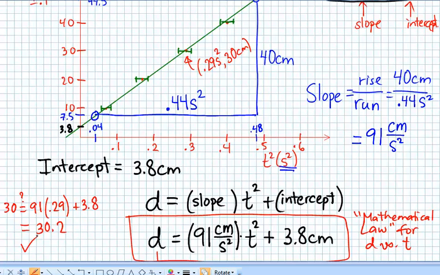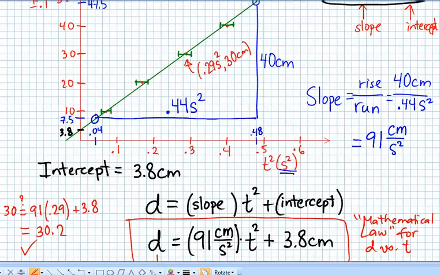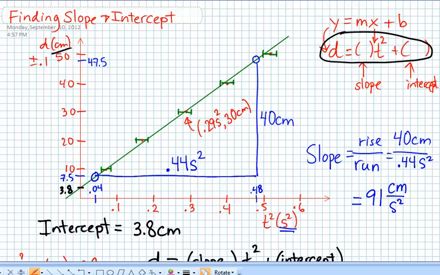Okay, so this is the basics behind how to analyze a linear graph. And what we want to do for pretty much every lab is try to get our data in this form, y equals mx plus b, and then find the slope and intercept.